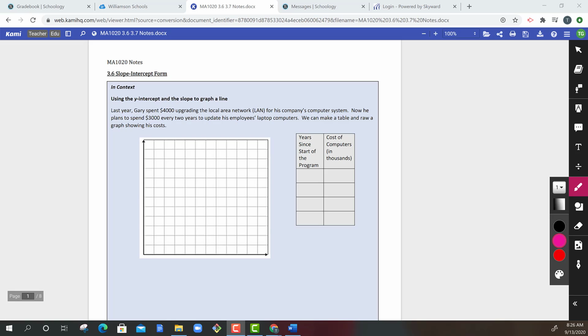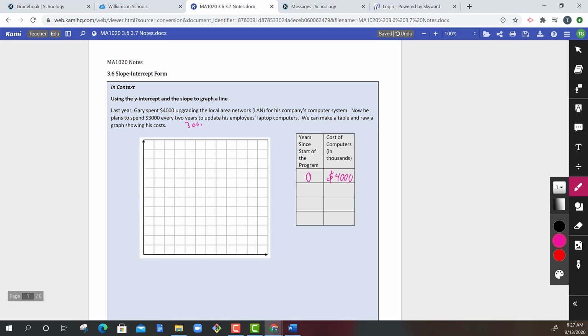So that means the initial cost that he spent was $4,000. So I'm going to put that in this table of values. And the corresponding years since the start of the program would be 0, since this is initially what he started with. Now it says he plans to spend $3,000 every 2 years to update his employees' laptop computers.